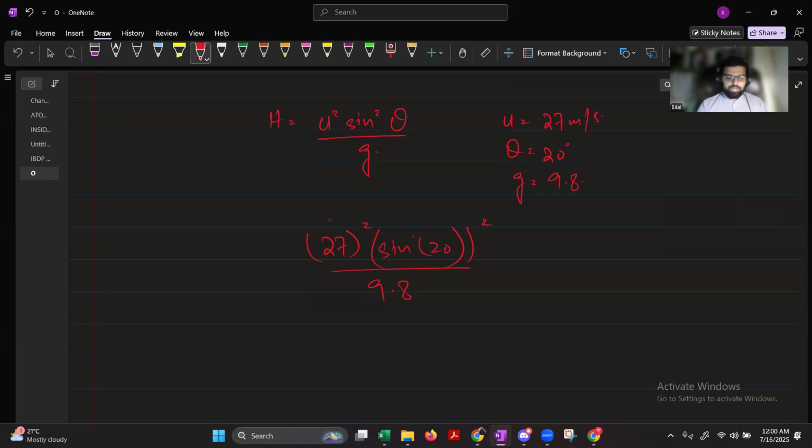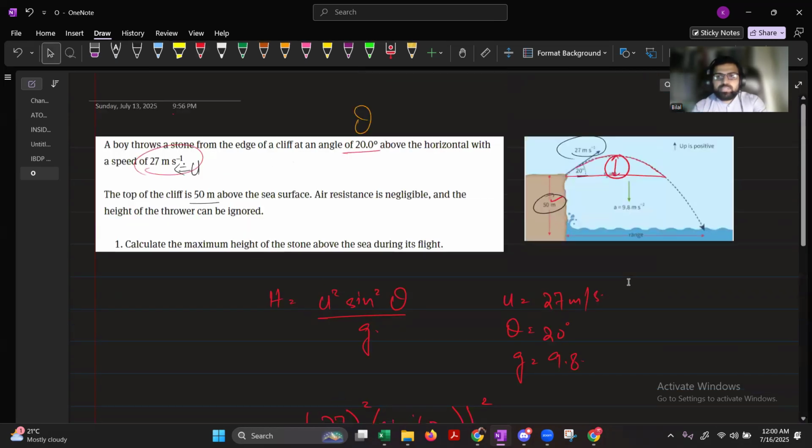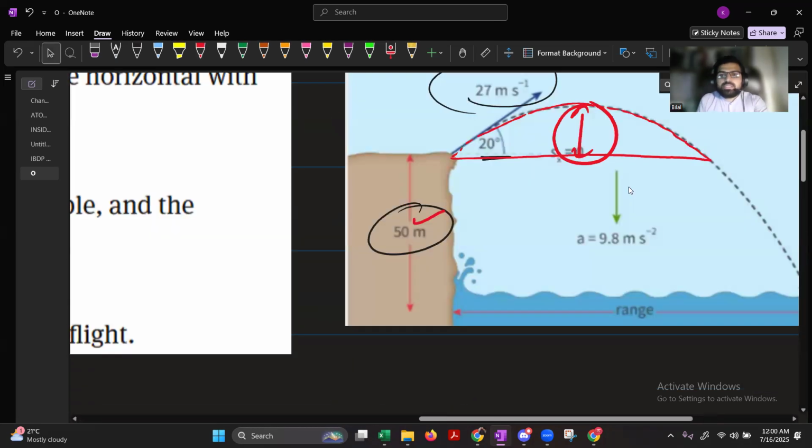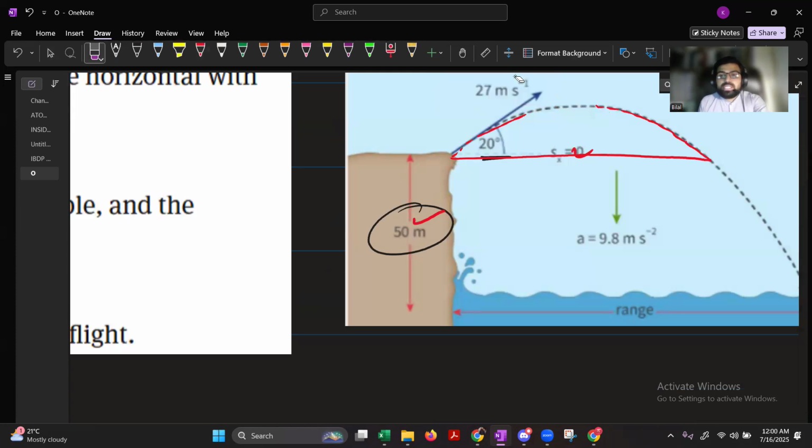Divided by 9.8, which is 7.1. Have you got the same result? So this is the extra height above this 50 meters. If you see this image, this is the 50-meter height. Sorry, this 7.1 meter height is this one. This height is 7.10 meters.